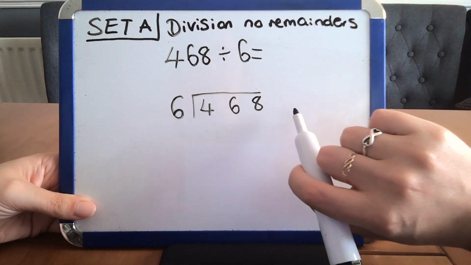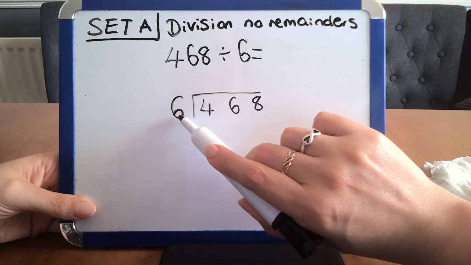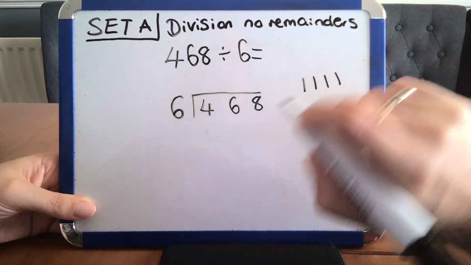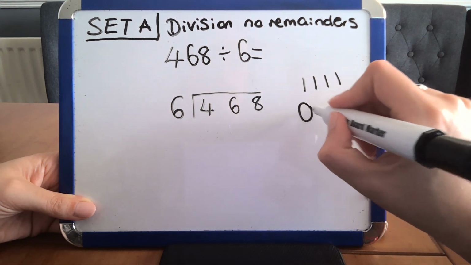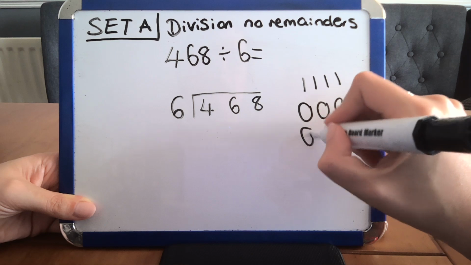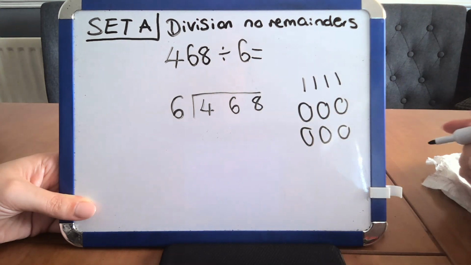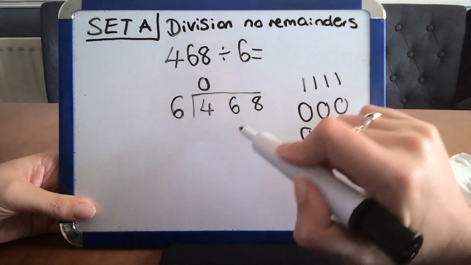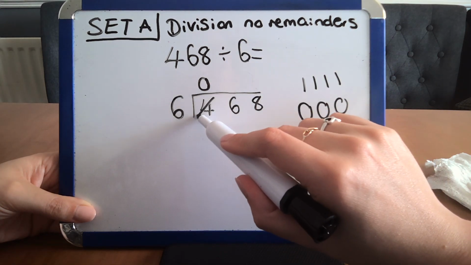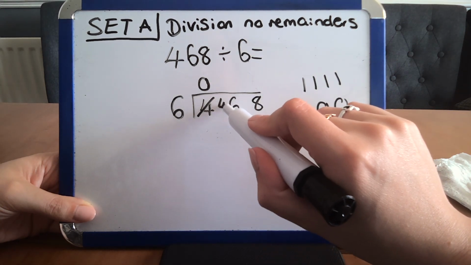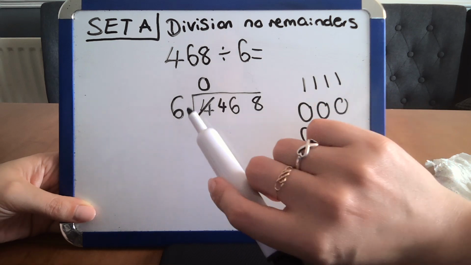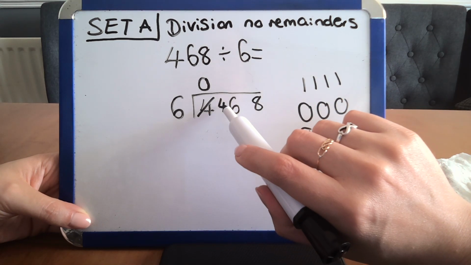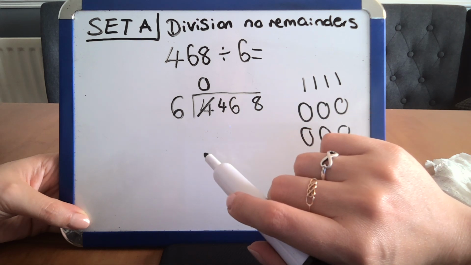So we work from left to right when doing the bus stop method. So how many 6s go into 4? And that is asking, if I have 4 pens, for example, how many equal groups of 6 can I make? The answer is 0, so I put a 0 here. I then cross through this number and I'm going to put it next to our next number in the queue, as it were, for the bus. That makes this number 46.